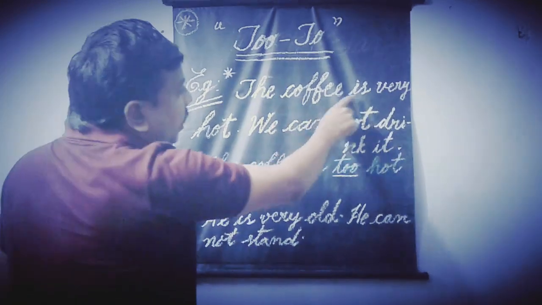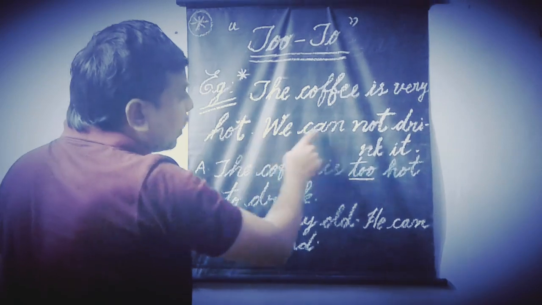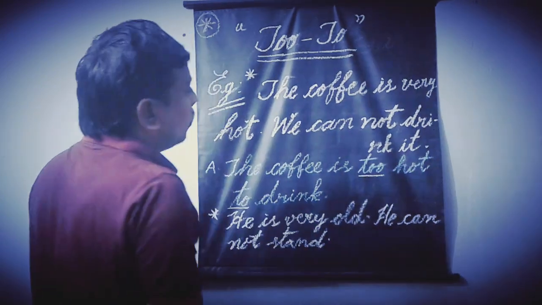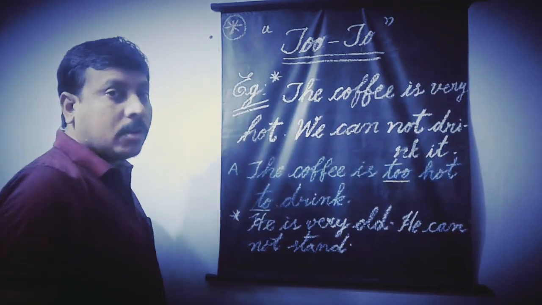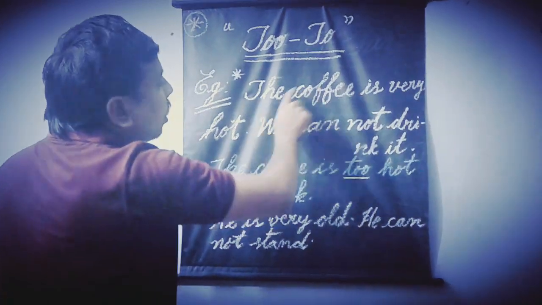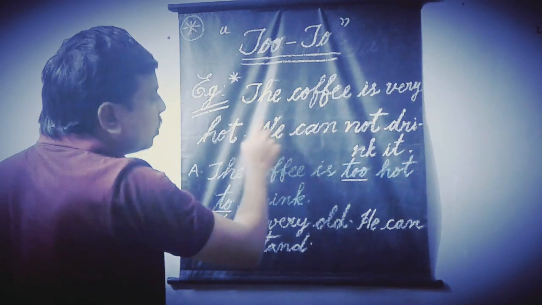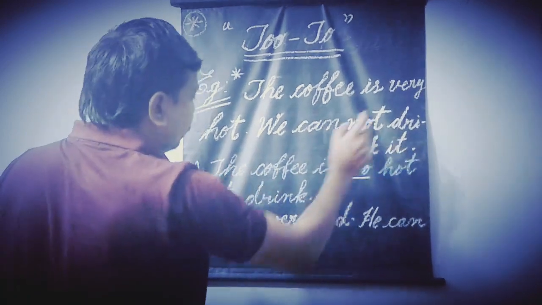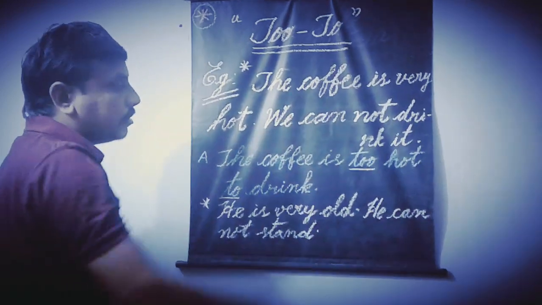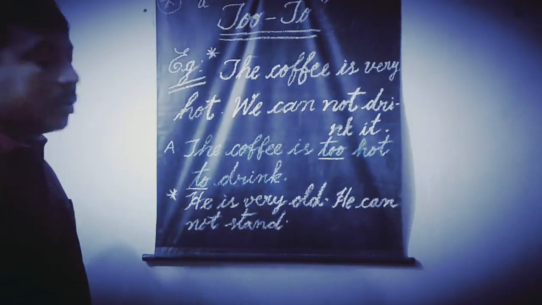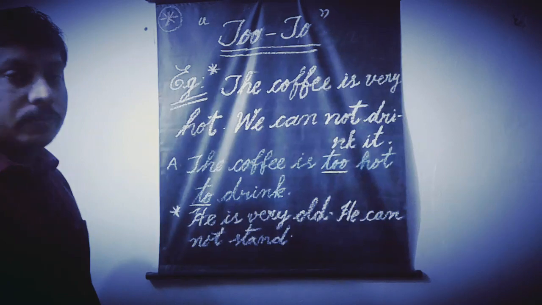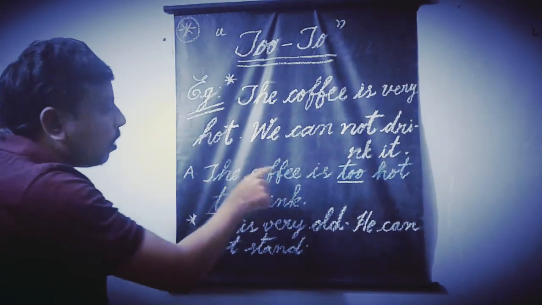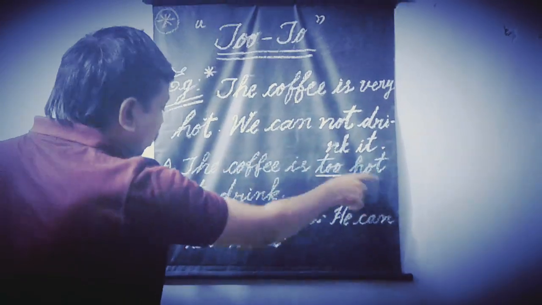The coffee is very hot, we cannot drink it. The coffee is very hot, we cannot drink it. These are the two events. Now let us combine these two events by using "too". The coffee is too hot to drink.